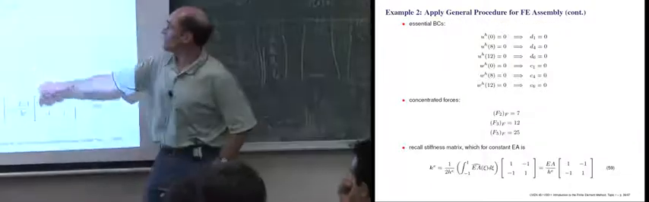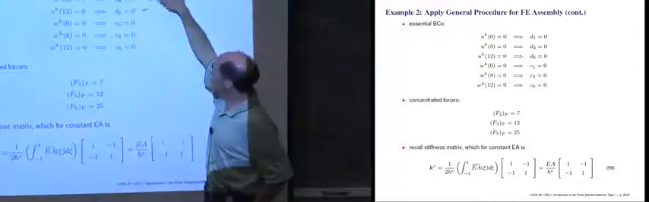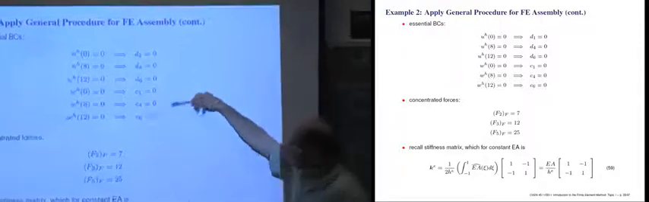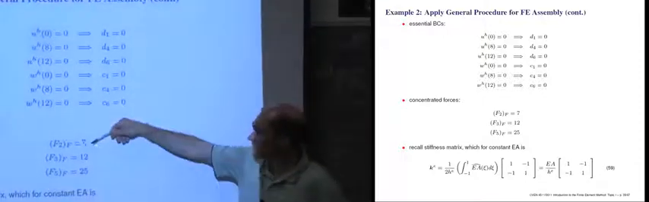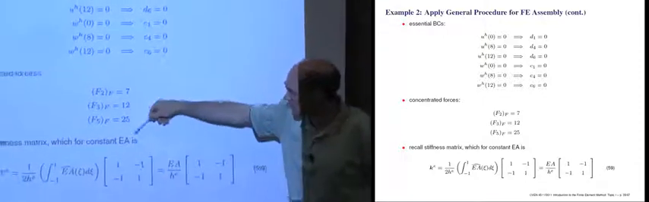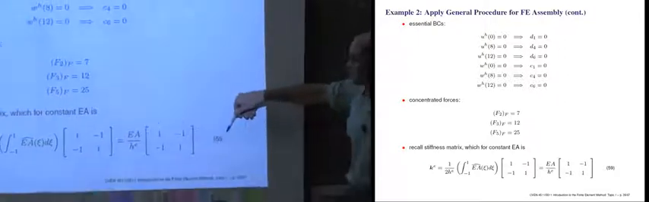So you can see how this is all going to work out. In this case, all the D's are 0, so it doesn't matter. The C's will be 0 anyway. C1, C4, and C6 will be 0 where these are 0. We have our concentrated forces just directly. We can come up with our stiffness matrix.